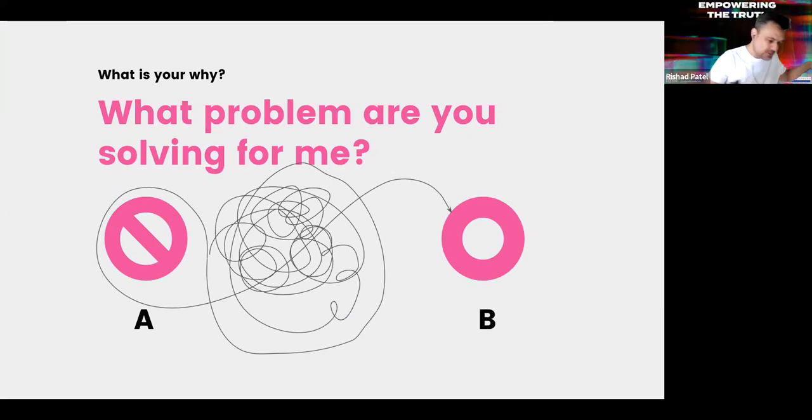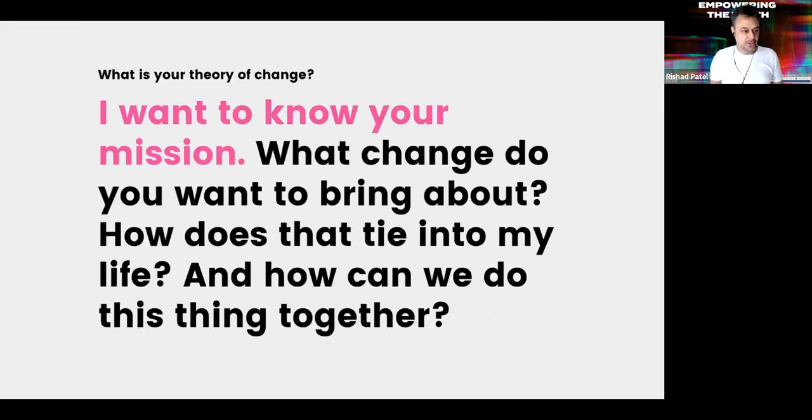How we get there is really messy. Oh, we've got this and we want that. We try and fix, but at least it tells you a path. It's a map. It's a way to get there. Imagine a map without here's where you are and here's where you want to go. Nightmare. What is your mission? What is this change that you're bringing about? How can I get involved? How can we do this thing together?